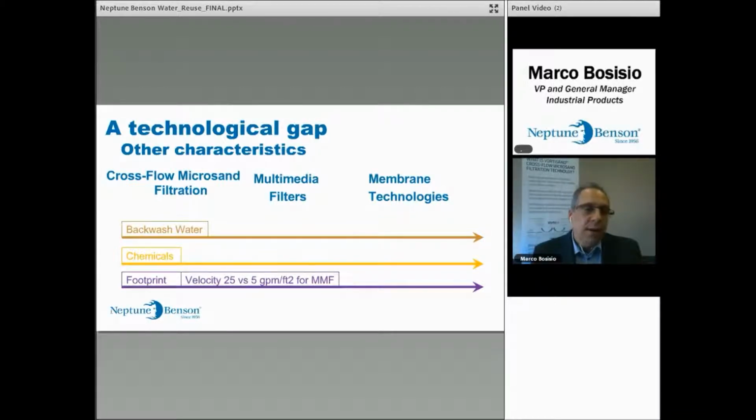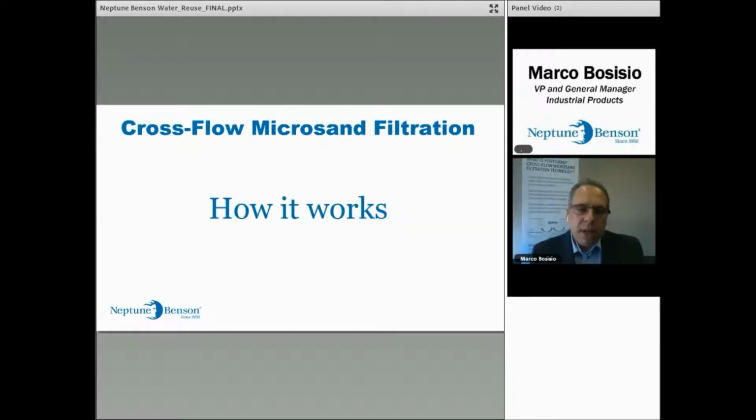And when it comes to energy, it's always a bit different, but everyone will agree that, of course, membrane technologies will require much more energy. Now, comparing membrane technologies to cross-flow is not necessarily fair on the energy side, because it doesn't do the same thing, especially RO, by which we remove the salts, which is not the case with multimedia filters or the cross-flow. Now, I'm sure the question will come how it works, so let's go ahead and take a look at that.